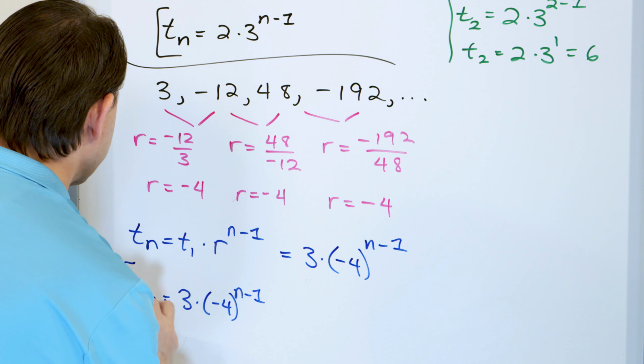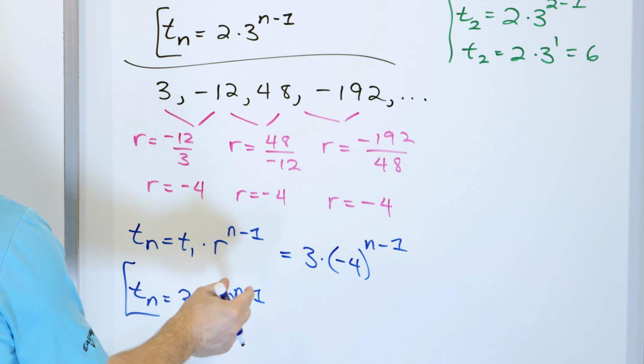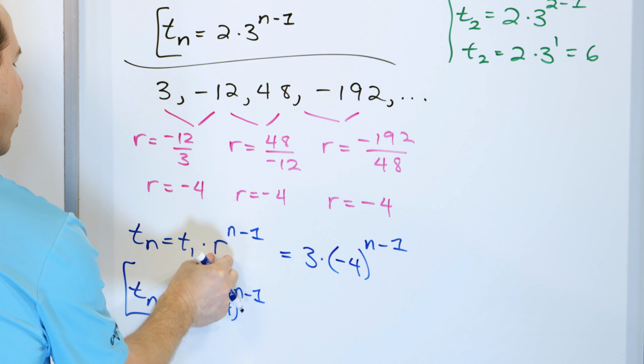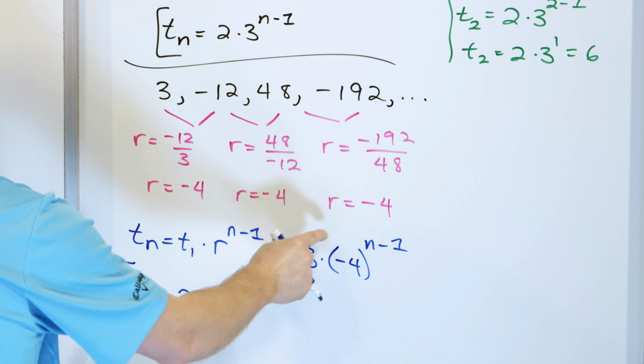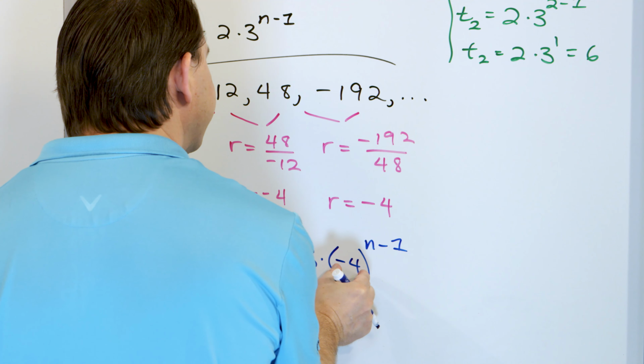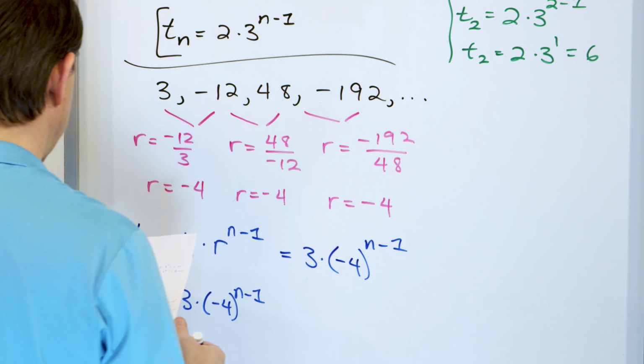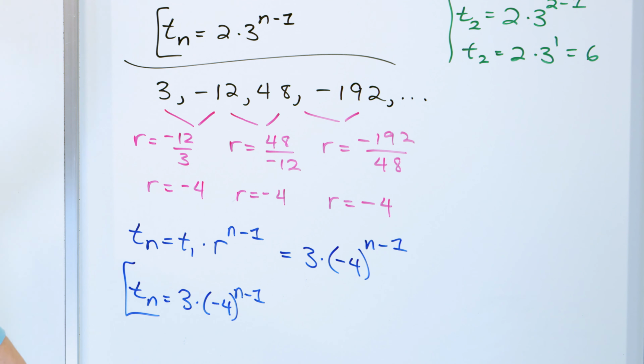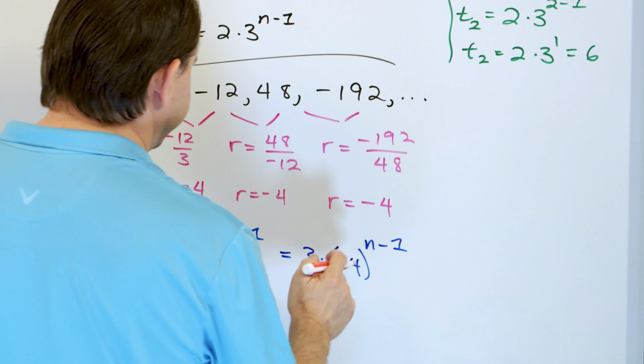It's really important when your common ratio happens to be negative. This is the thing that has to go in the base of this exponent here. So you need to wrap it in parentheses so the exponent is also acting on the negative sign as well.